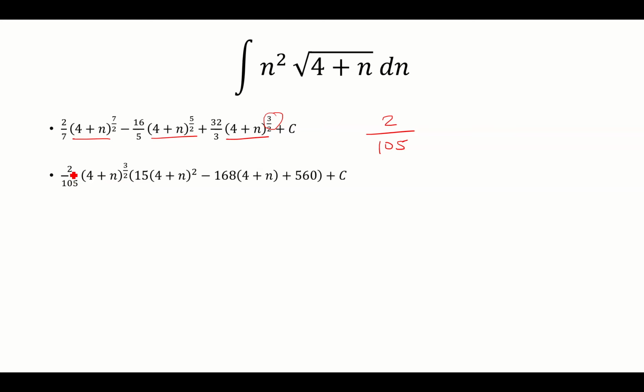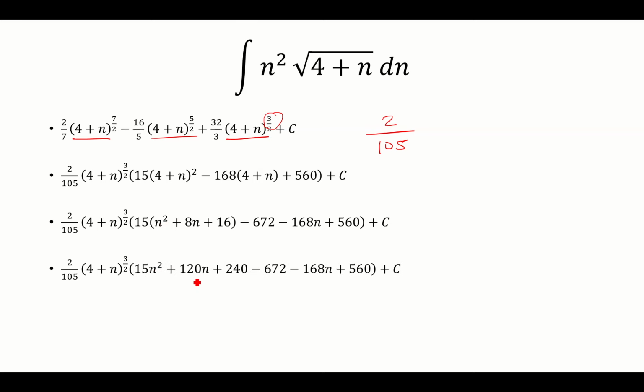So you say, okay, what do you multiply 2 over 105 by to get to 2/7? That's 15. And then going from 4 plus n to the 3/2 to the 7/2, you multiply by 4 plus n squared. You keep doing that for each of these. Distribute, expand, simplify, and finally get 2 over 105 times 4 plus n to the 3/2 power times 15n squared minus 48n plus 128, plus c. And that is our final answer.